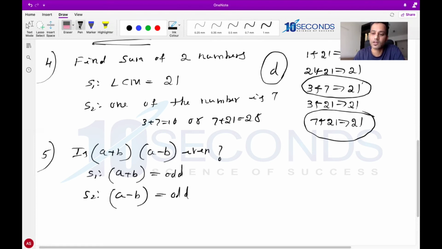The answer can be yes, it can be no also. Is (a plus b) into (a minus b) even? No, it is not even, it's an odd number. Question is answered. Again, I'll ask: is (a plus b) into (a minus b) even? No, it is not even. It is an odd number. Question is answered.